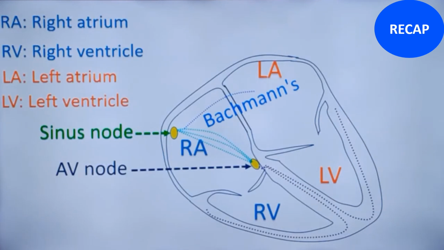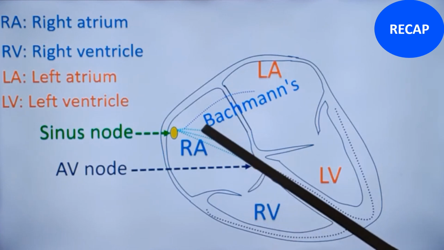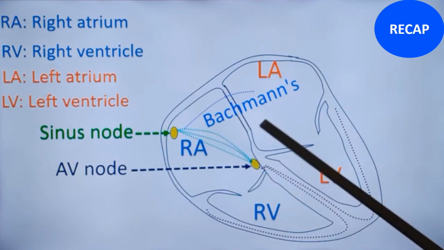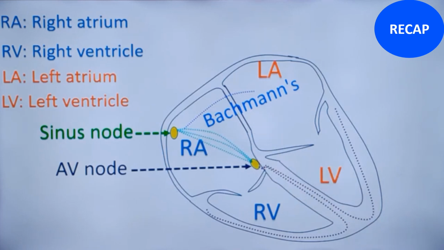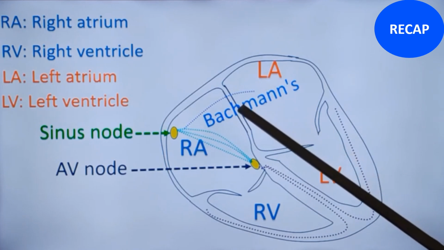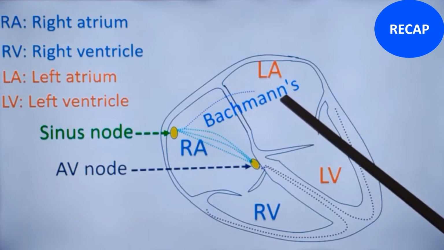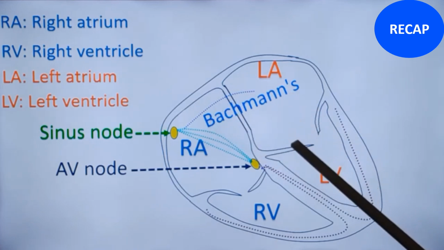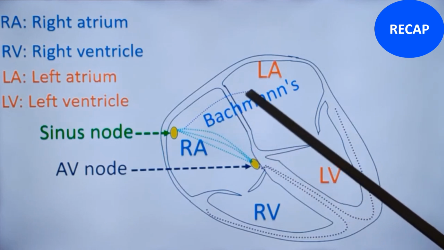This is the diagrammatic representation of the intraatrial conduction system. There are three pathways between sinus node and AV node. They are the Wenckebach, Thorel and Bachmann's. A part of Bachmann's bundle also reaches the left atrium through the roof of the atria. It's occurring in the upper part.